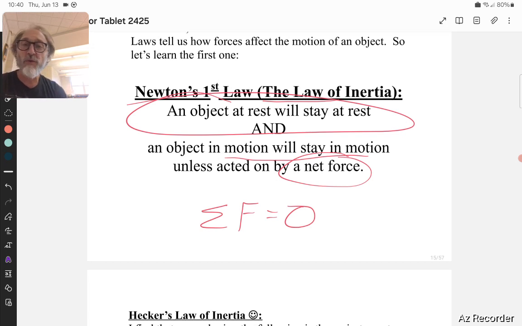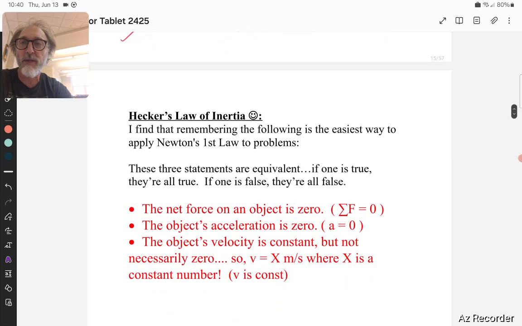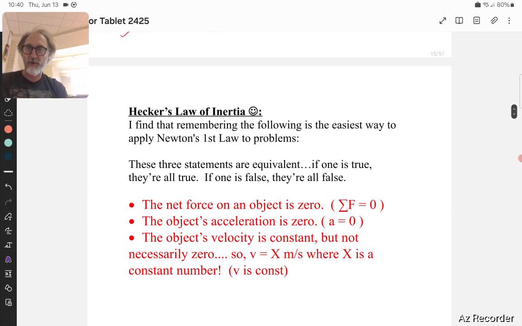But what I find is students have a tough time applying this concept to problem solving. If I give you a problem and say, Roy's pushing this box, what's going to happen? Just knowing this doesn't necessarily help. So here's how I like to write it. I know this sounds egotistical because I named it after me, but it is what it is. You know me well enough to know that. So here's my version of Newton's first law of inertia.